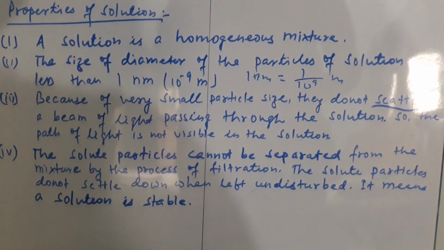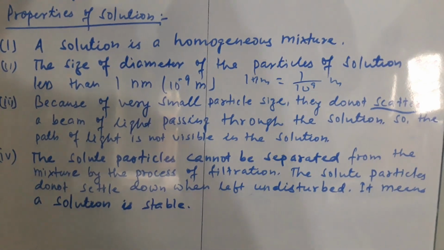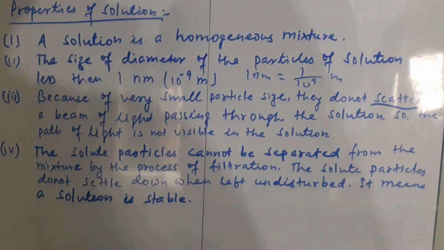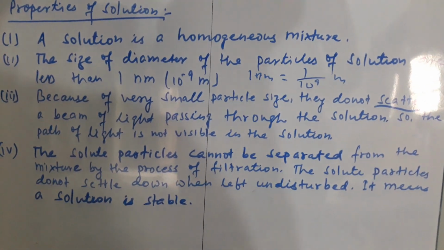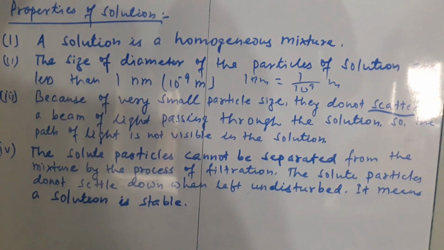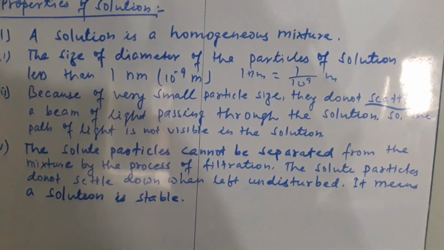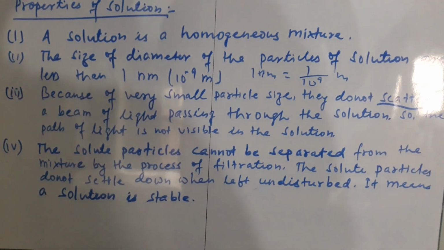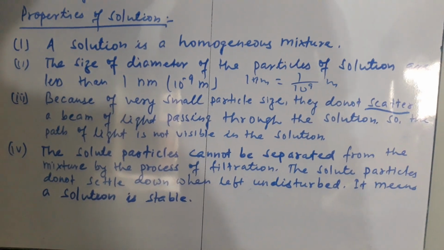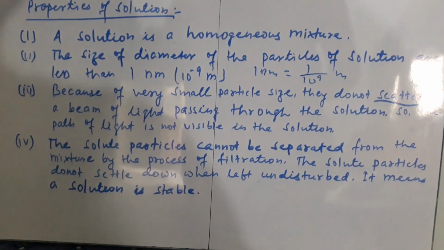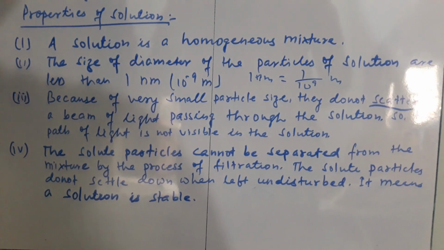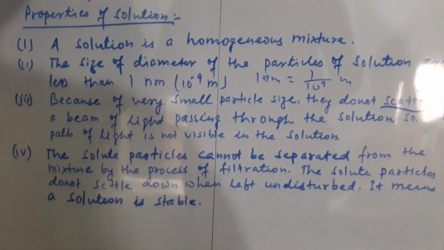Here scatter means that the particles come in the path of light, and if the size is bigger, they will change the path of light, and that changed path is visible to us. But here, since the particles are very small, they do not work as an obstacle in the path of light. So the path of light is not visible in the case of a solution.